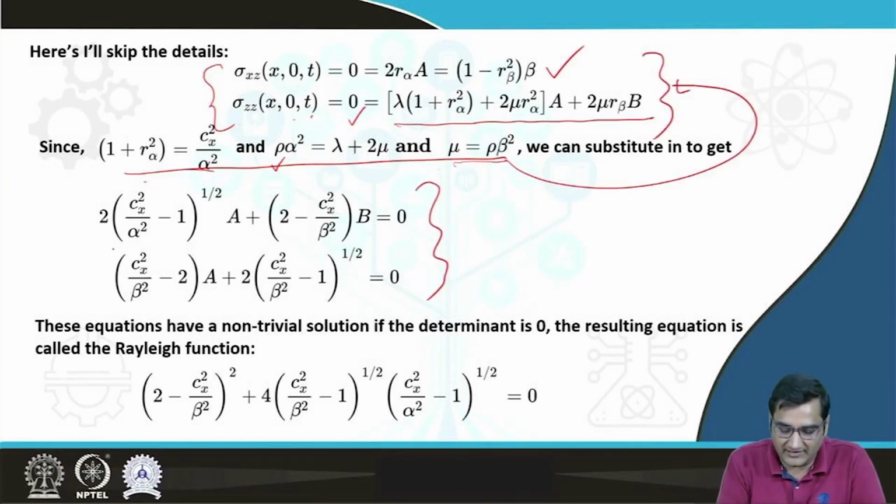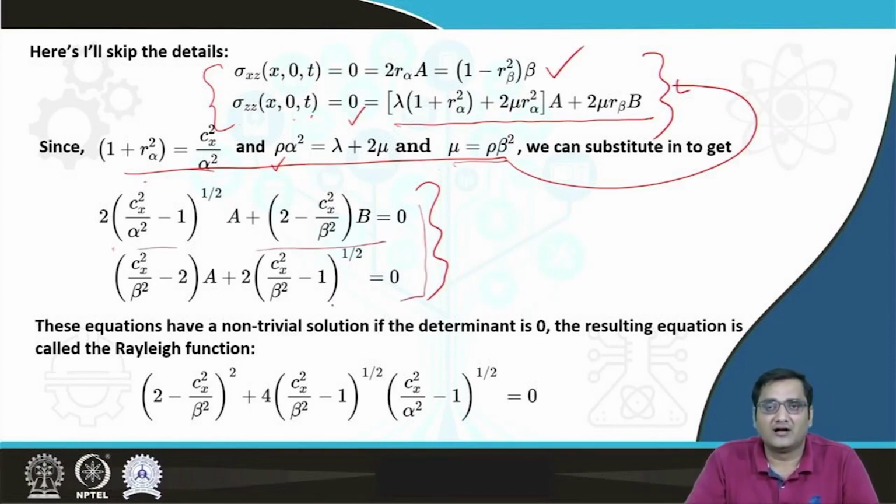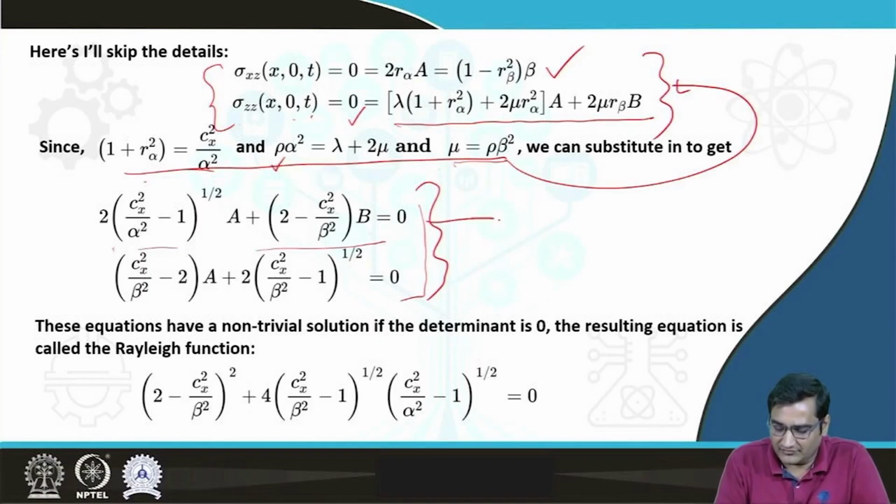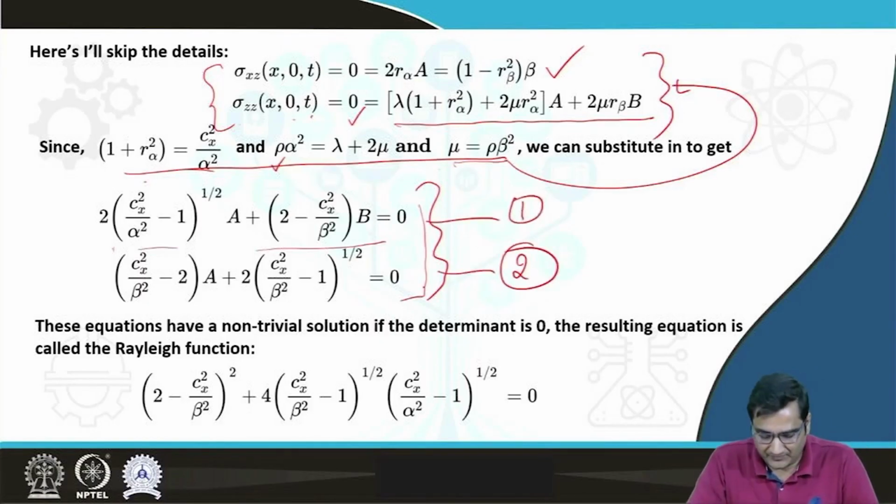Okay, so when you get these two equations, what it tells you is that there are two unknown parameters, a and b, and you now have two equations. This is your equation 1 and that is your equation 2. To have a non-trivial solution, the determinant must be 0.